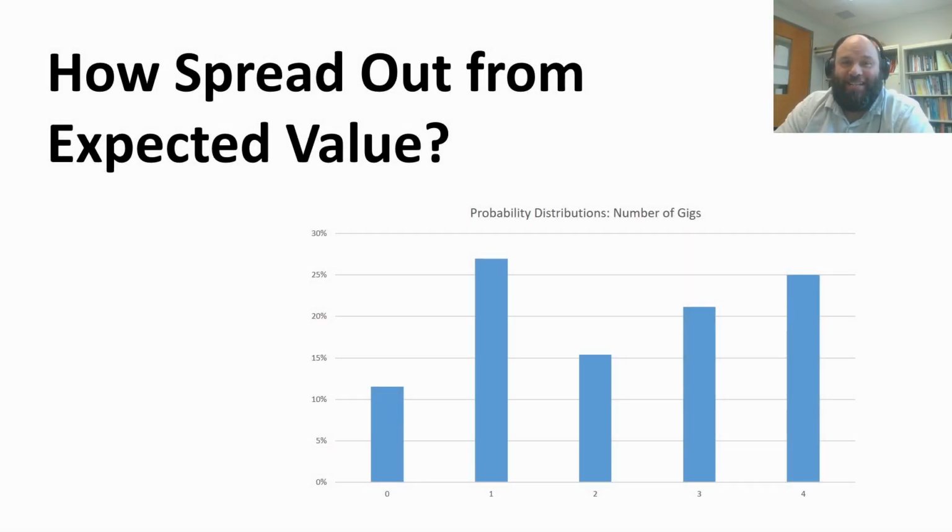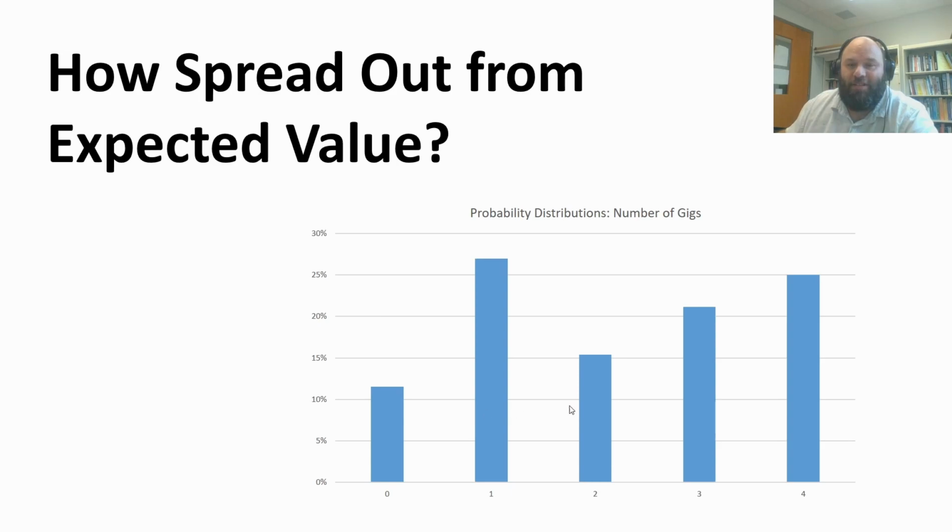Just as we did for data sets, in addition to finding some kind of measure of center, which in this case is our expected value, which tells us what we expect to occur, we also want to know how spread out we are. In other words, how far out do the values tend to be from our expected value? And for that, we use the standard deviation.